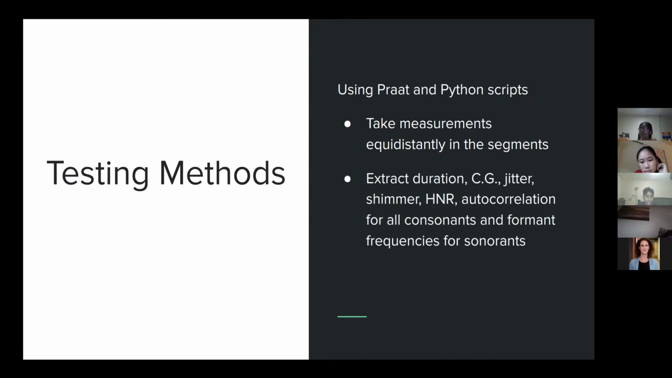So you can call them duration, CG, jitter, shimmer, HNR, which is the harmonics-to-noise ratio, and autocorrelation for some consonants in the words, and formant frequencies for the sonorants. Sonorants are sounds which are pronounced louder. All vowels are sonorants, and then liquids like R and L, and nasals, M and N, are also considered sonorants. And then we also extract F naught, which is the first formant frequency for vowels.